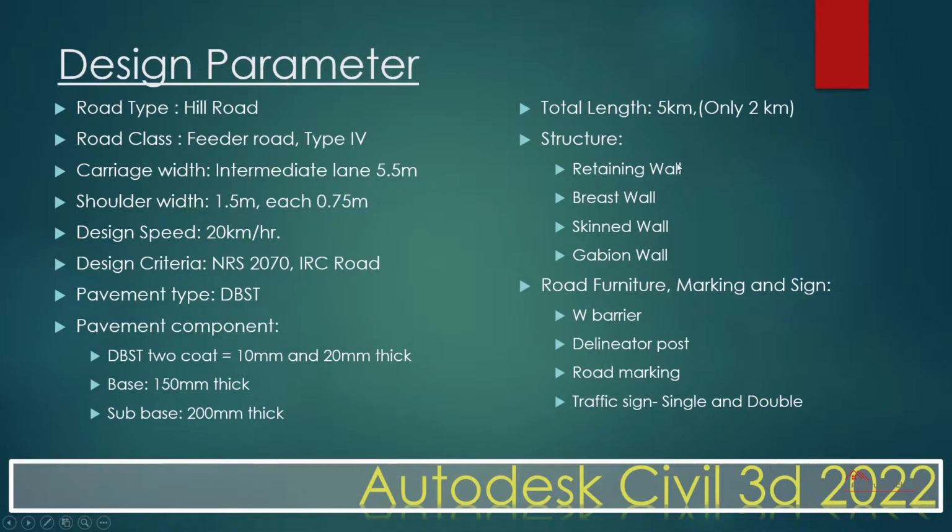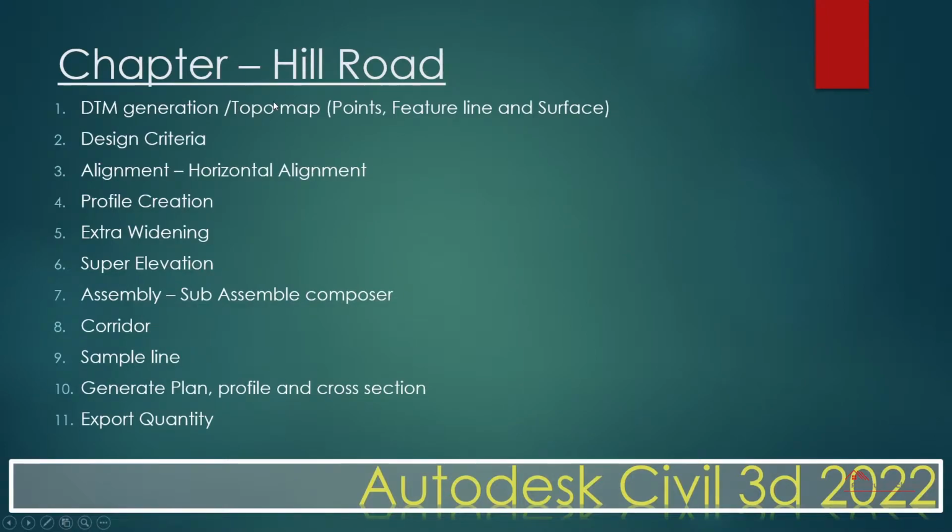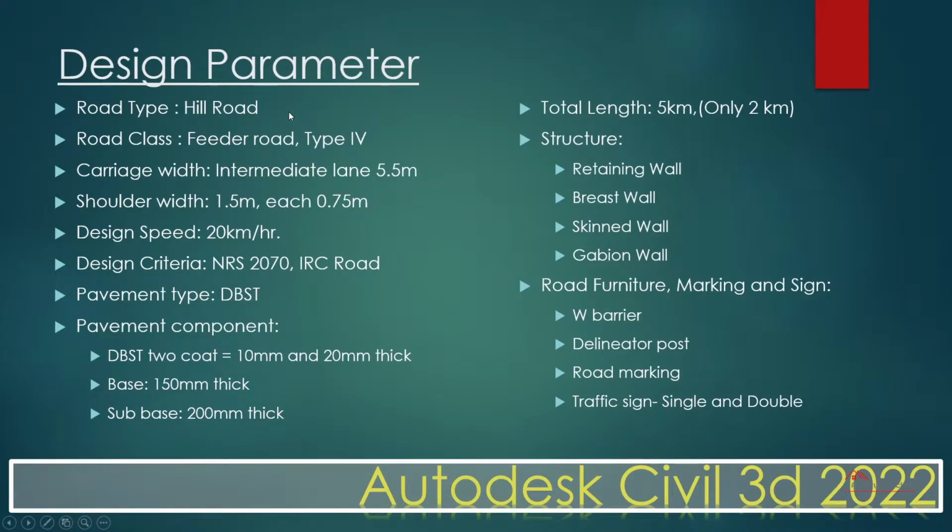The structures provided in this road will be retaining wall, breast wall, screen wall, and cabin wall, and the road furniture will be double barrier, delineator post, road marking, and traffic signs, single and double. The road we're gonna design is the Chapakot road which lies in Syangja district.